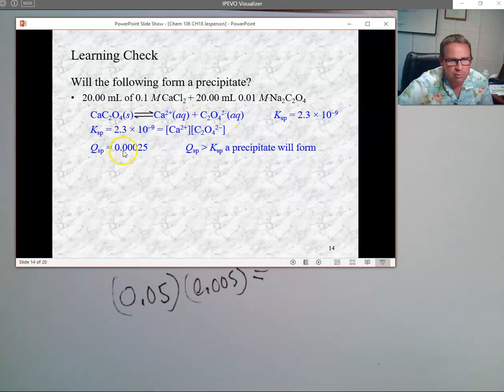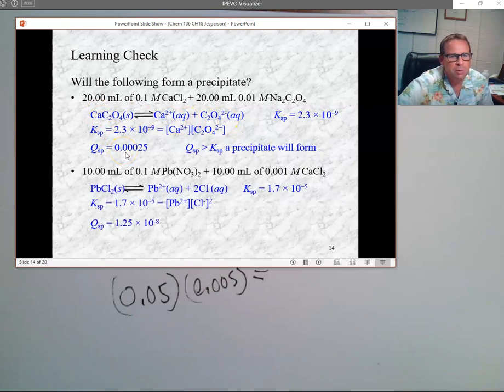All right, our Q, this value that we calculated, was larger than K, which means the reaction will drive to the left. We did the same thing for this reaction here and solved for a Q of 1.25 times 10 to the minus 8. And because that was smaller than our K, the reaction will not drive to the left because these concentrations have not reached the threshold necessary to form a precipitate.